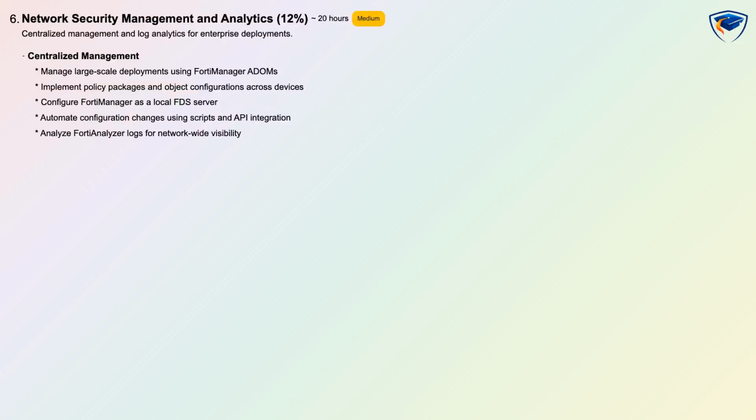Network Security Management and Analytics is 12% and emphasizes centralized management and log analytics with about 20 hours of study. You will manage large-scale deployments using FortiManager add-ons and apply policy packages and object configurations across devices. You will configure FortiManager as a local FDS server, automate changes using scripts and APIs, and analyze FortiAnalyzer logs for network-wide visibility. This domain validates your ability to scale, automate, and monitor enterprise deployments.